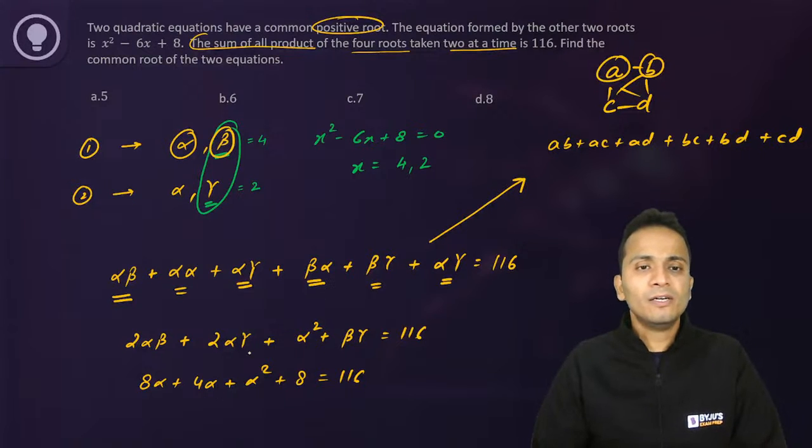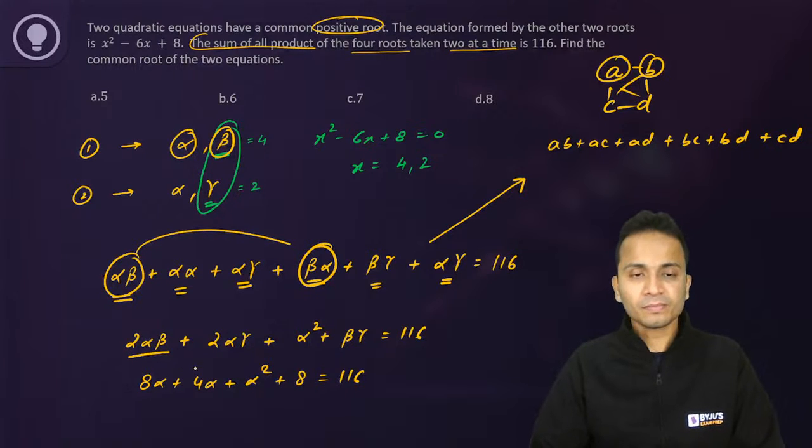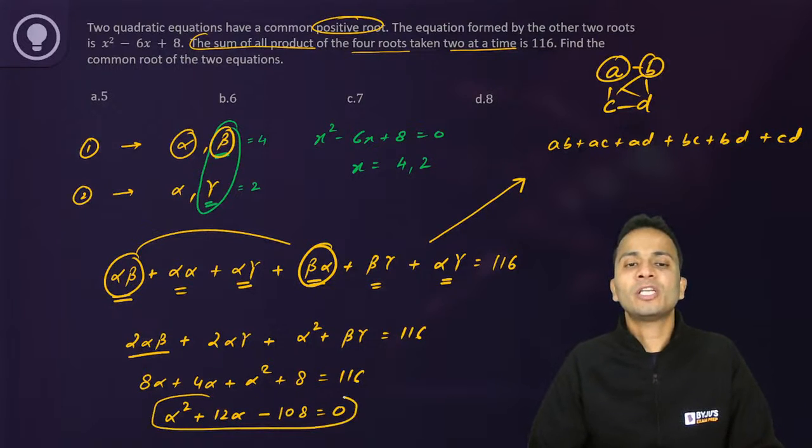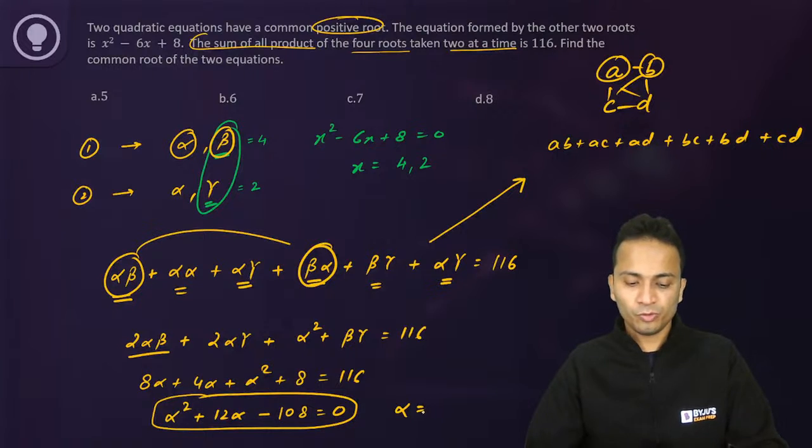Why 2 alpha? Okay, 2 alpha. So alpha beta and alpha beta इन दोनों को add किया, so I'll get 2 alpha beta. Okay, right? So equation will be alpha square plus 12 alpha minus 108 equal to 0. Now solve this equation and give me the value of alpha. All of you. Come on. Give me the value of alpha.